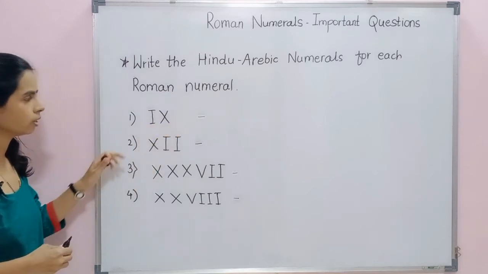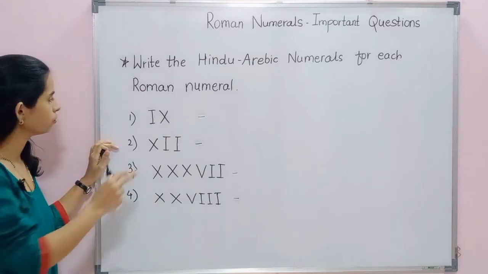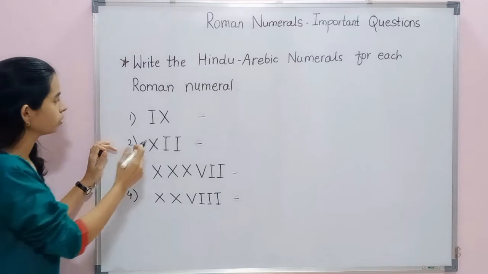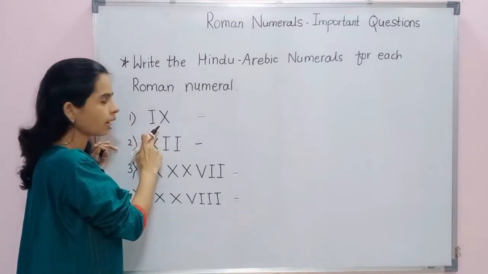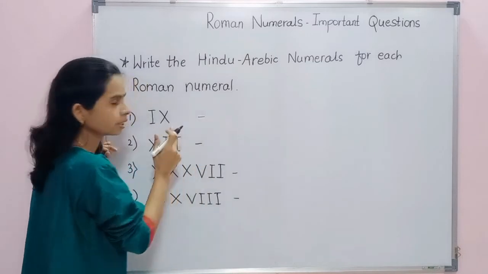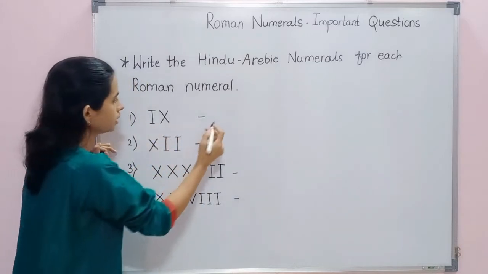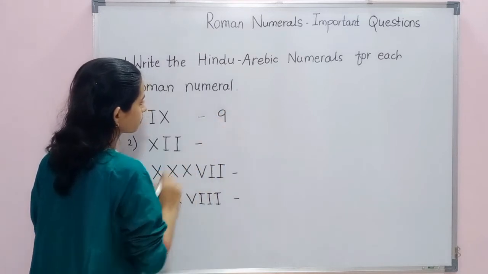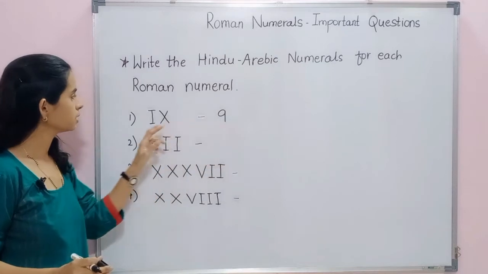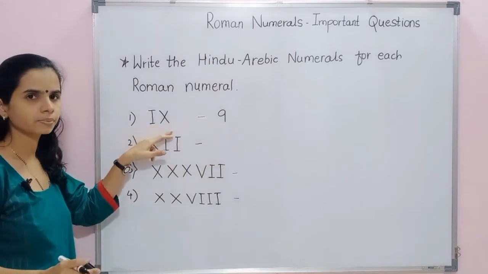Here the value of X, that is 10, is greater than the value of I, that is 1. So we will subtract the value of I from the value of X. We will get our answer, 10 minus 1, that is 9. This 9 is represented in the Roman number system by the symbol IX.